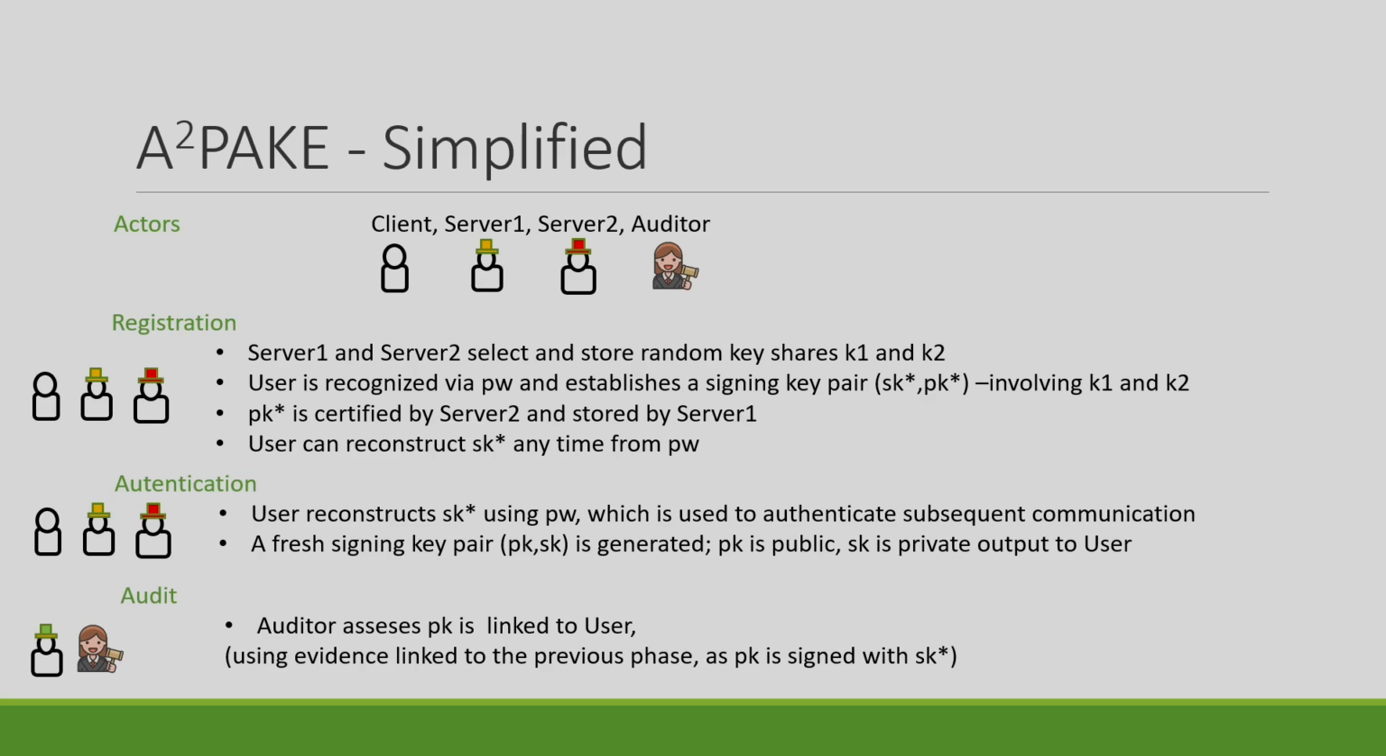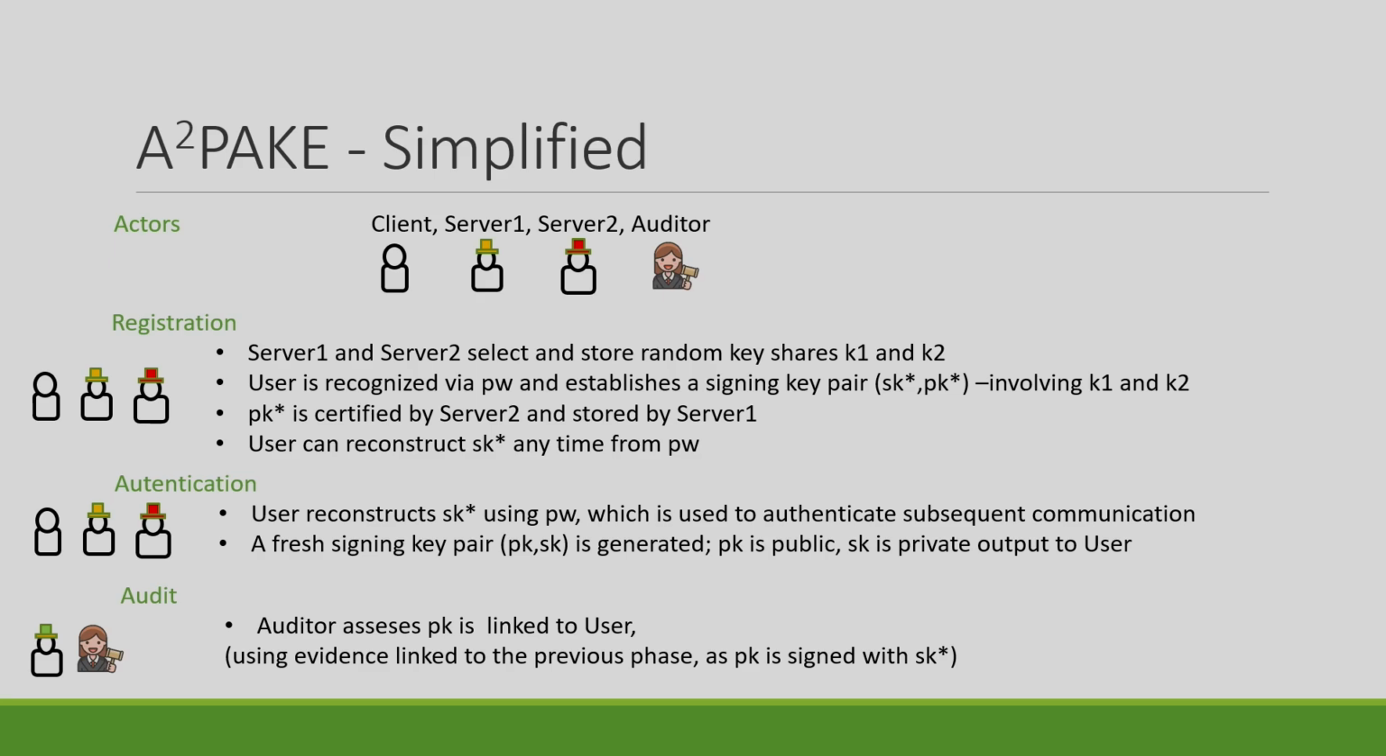At a later stage, if a server wants to prove that the public key that was generated at an authentication phase corresponds to a certain client, he will have to go to the auditor and give certain information so that the auditor is able to assess that this public key is indeed linked to him, using, of course, evidence that has to do with the previous phase. And it will be crucial that the public key that is used to verify the signature is linked, of course, to the secret key SK star that was established upon registration.